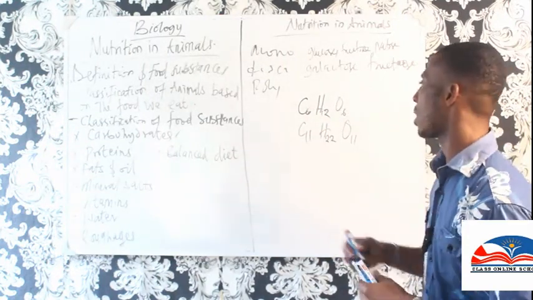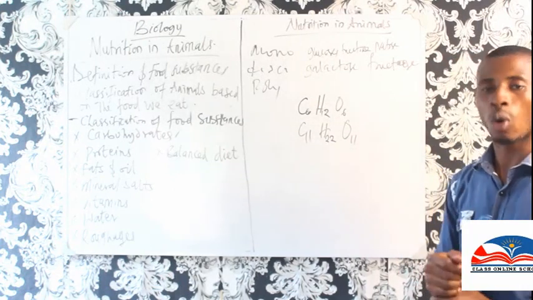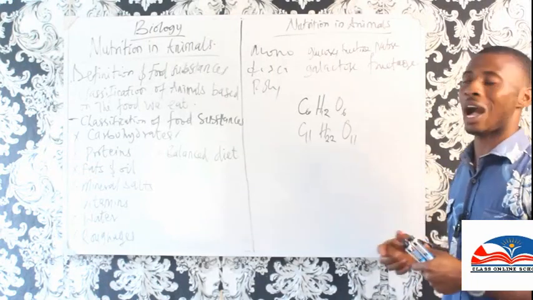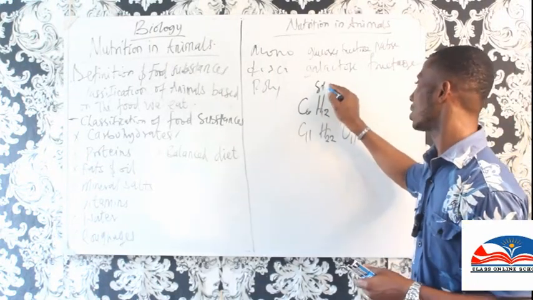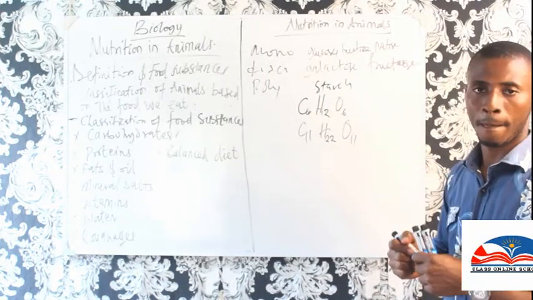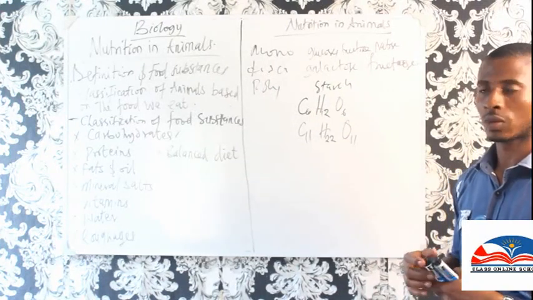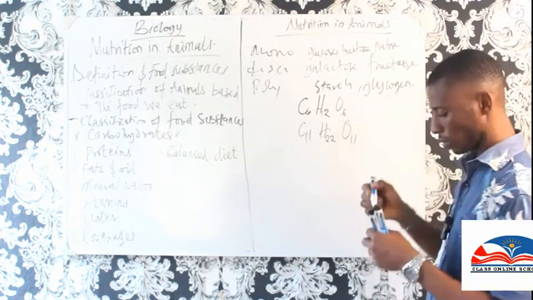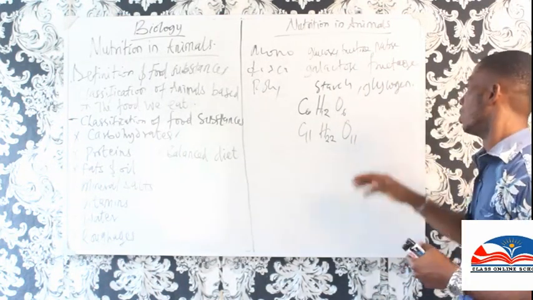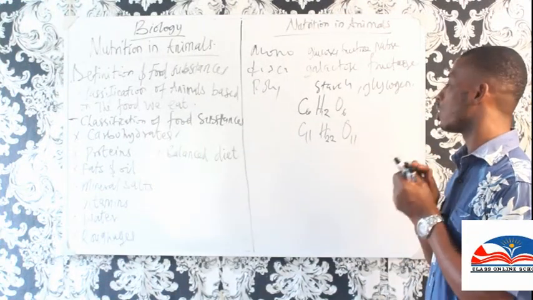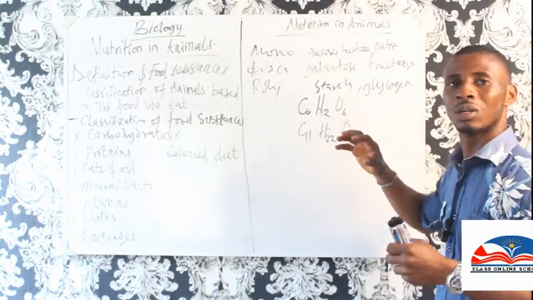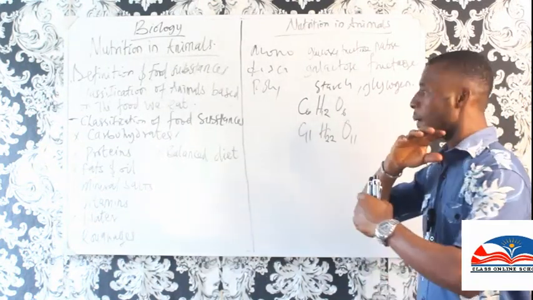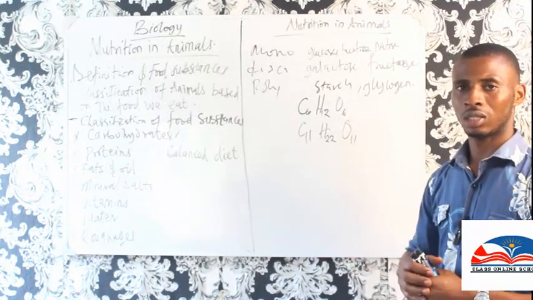Now the next one we have is polysaccharide. This is what we call a complex sugar. Afterwards I'll tell you how it happens. We can know it as starch, glycogen. This is a complex sugar. We don't know how many branches of sugar are in it because it contains plenty of monosaccharides.